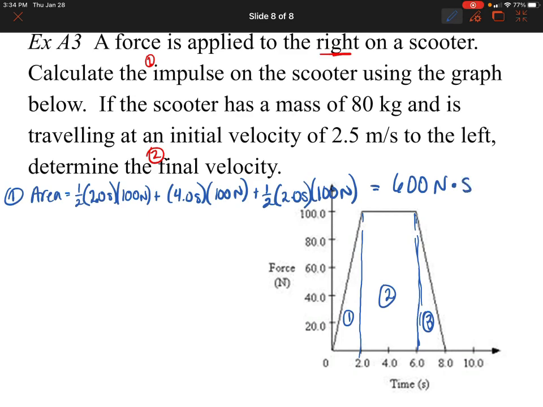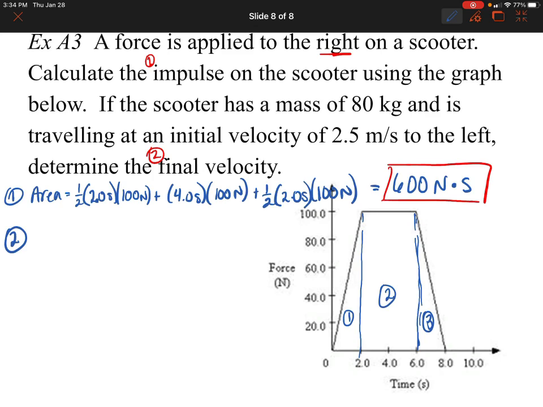Since we're finding impulse, our units should be newton seconds. Okay. So there's our area. And now we want to find the final velocity. Okay, well, good thing that we know the impulse is equal to the change in momentum. And of course, change in momentum is mass times final velocity minus initial velocity.